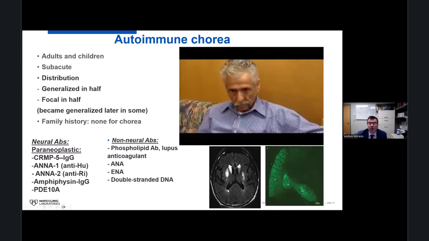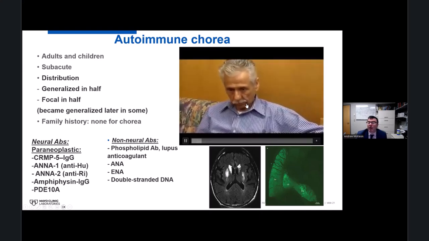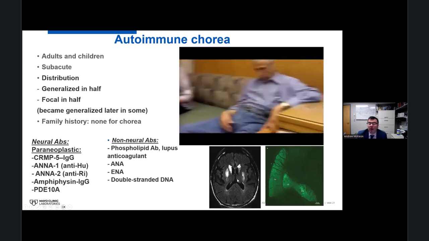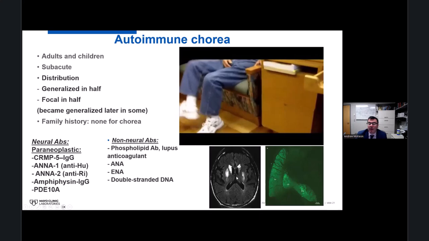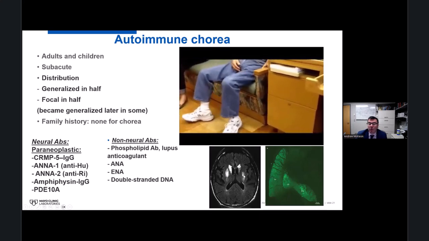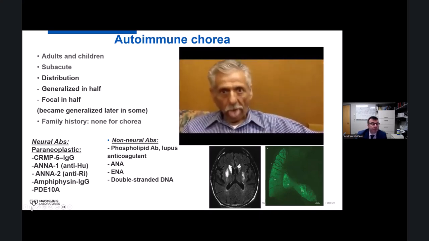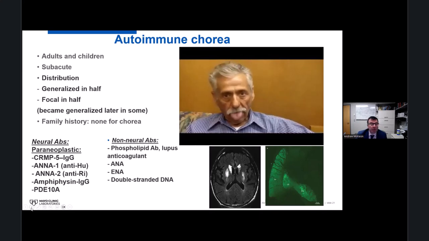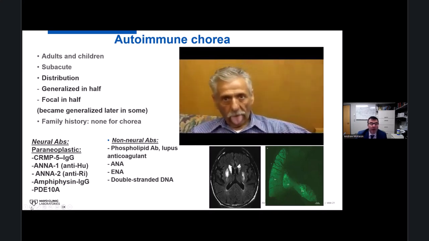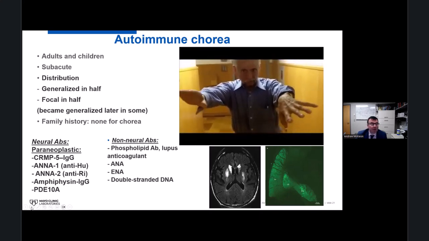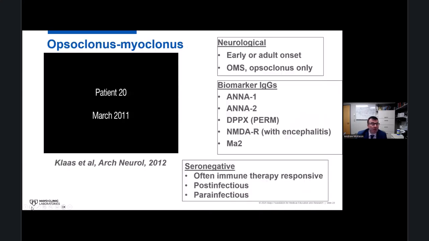A little more on that particular disorder. Here's a patient who had some behavioral change that occurred subacutely along with chorea, and that's very often the case with autoimmune chorea. Sometimes there can be clues on the radiology, like this PDE10A disorder, where we have basal ganglial T2 signal abnormalities. Many of these patients are immunotherapy responsive, particularly those with non-paraneoplastic disorders. So with chorea, we need to think beyond just the paraneoplastic disorders. We need to be thinking about the non-paraneoplastic disorders, and the phenotype-based approach can help with that.